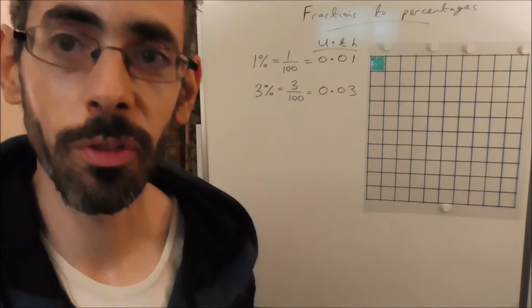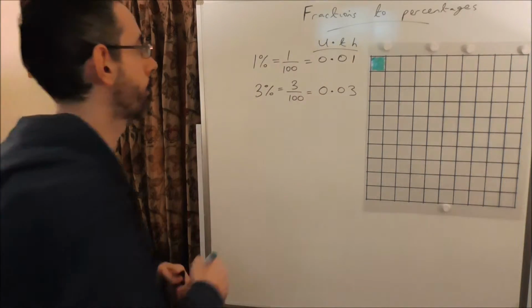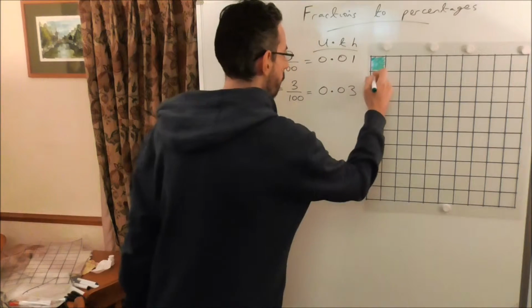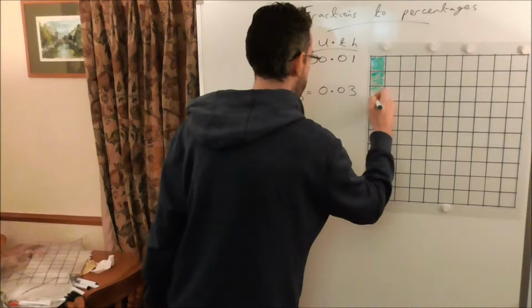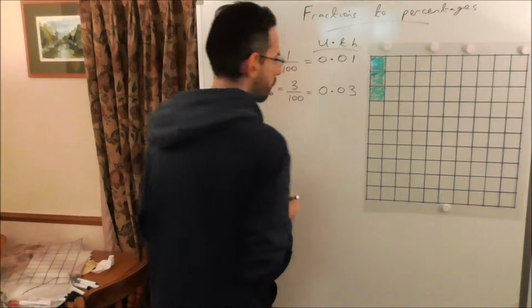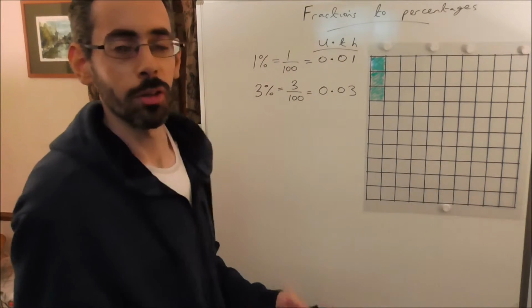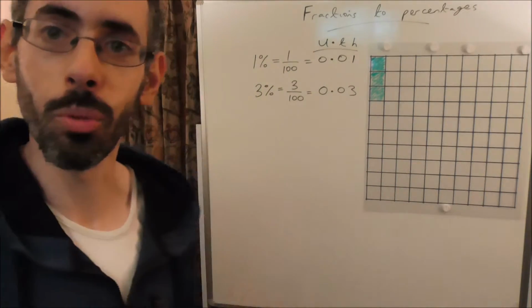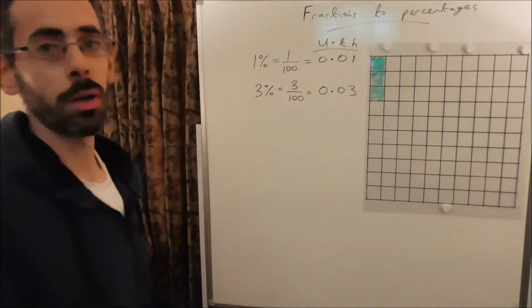And to shade in 3% of the grid, which just means 3 out of 100, I just have to shade in 3 squares, because there are 100 squares altogether. So this is 2%, and this is 3% of the grid. The whole grid, by the way, would be 100%. 100% just means 100 out of 100, which is just the whole thing. But this is 3%. Now what about 10%?